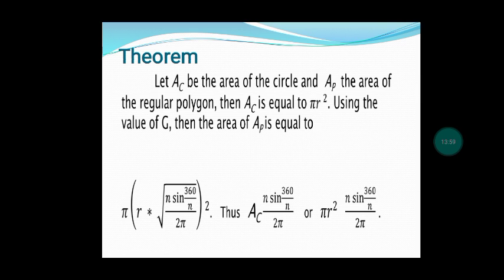Then the area is equal to pi r squared, using the value of g that we projected. Then the area of the polygon is equal to the value of g that we projected multiplied by the radius of the circle. So it looks like this: the area of the polygon is n sine 360 over n divided by 2 pi, or pi r squared n sine 360 over n divided by 2 pi. It depends on you which one you use, either AC or pi r squared.